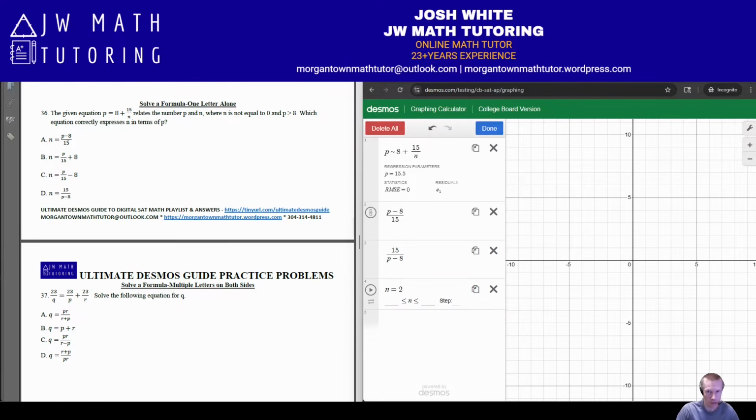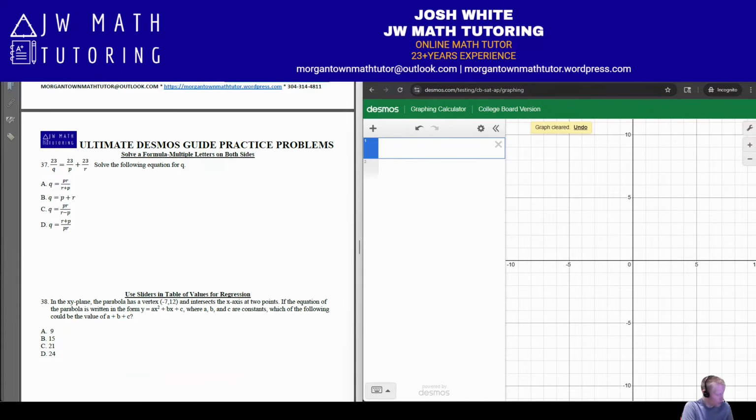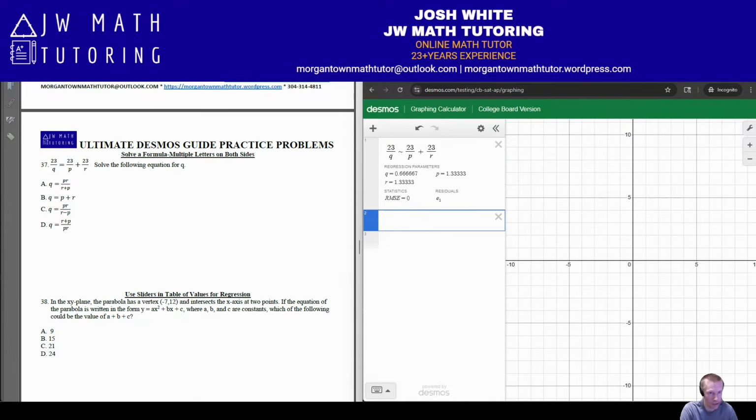All right, let's take a look at the one below it, 37 now. So here we can do the same thing. We can just type in the entire equation, but just change it to a regression statement. Notice it picked values for Q and P and R. So now if we want to solve for Q, we can just go through and type in the various answer choices and see which ones match.